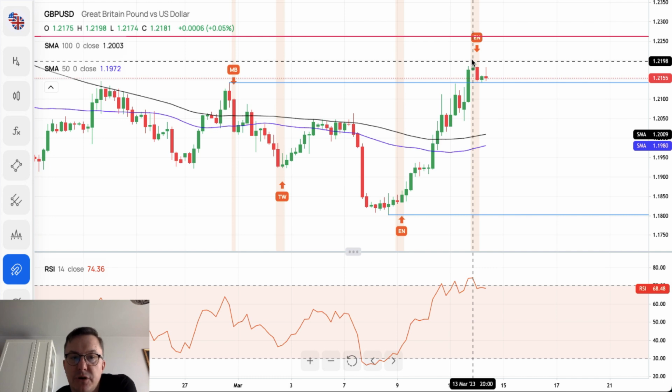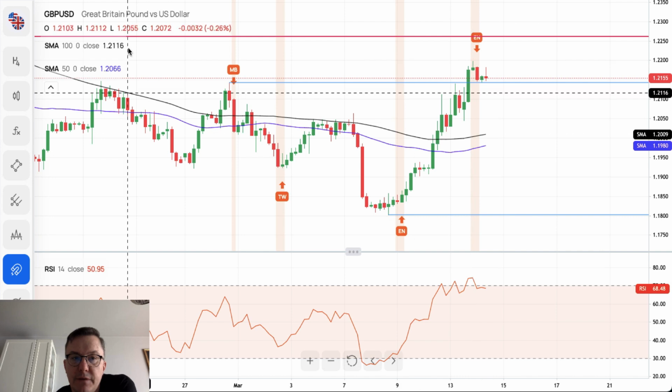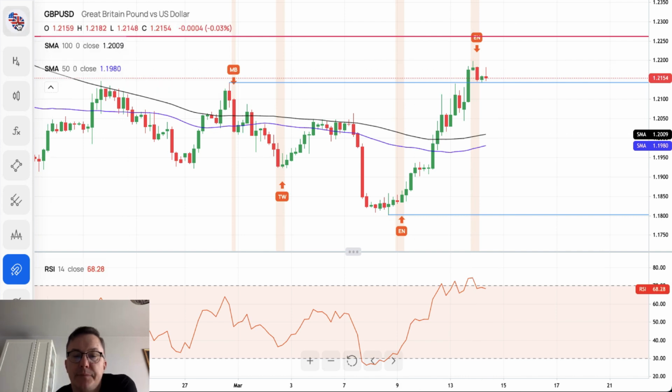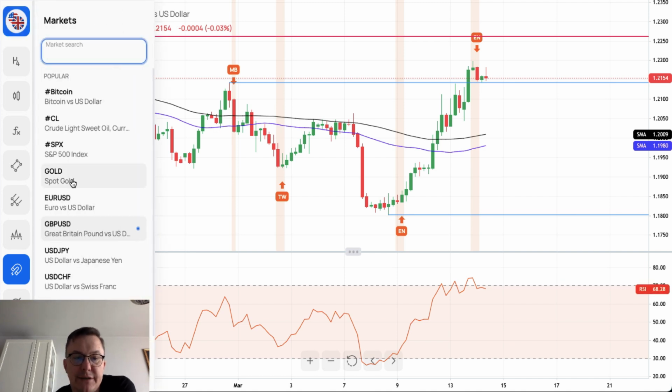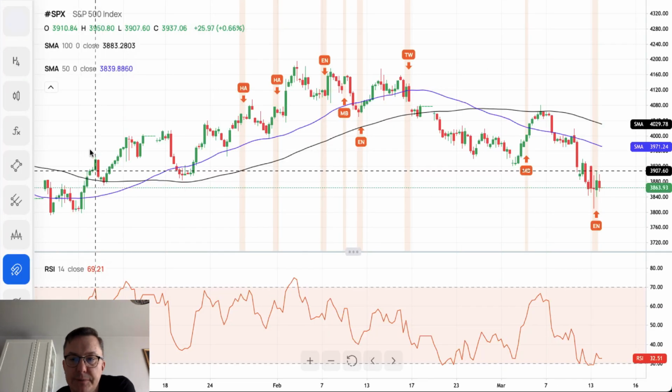So that's the situation of the British pound to the American dollar. Please be very careful what kind of data will be published and how the market will react on this data. A pullback to the downside is welcome. Nevertheless, after the pullback is done, the market should continue its up move. That's the situation of the British pound. Let's take a look at the S&P 500.